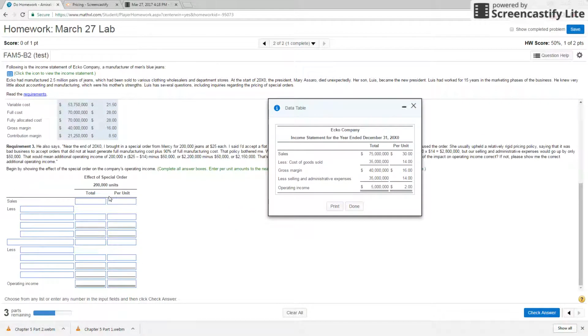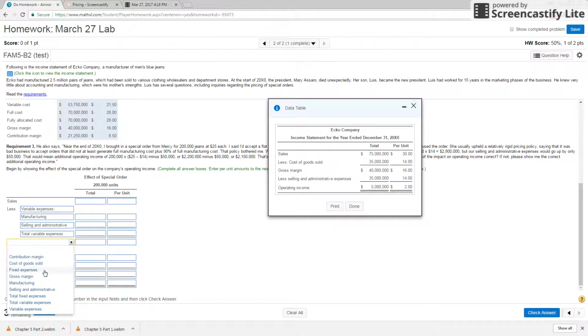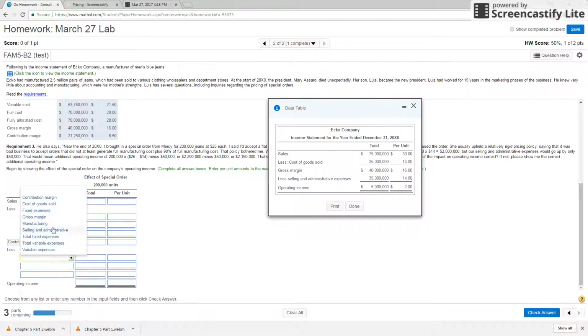Now for this third part, again, we have to calculate everything with the effect of the special order. So we already talked about this. So variable expenses: manufacturing, selling, administrative, total, and contribution margin. You have to know this off the top of your head. So fixed costs, okay, fixed expenses: manufacturing, selling, administrative, total fixed, and we have operating income.